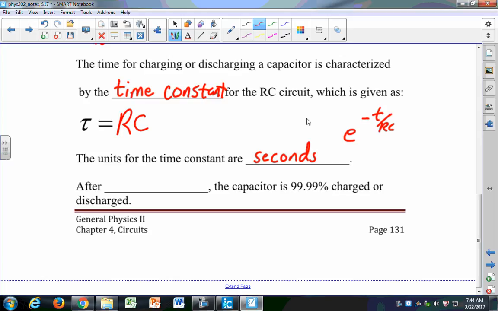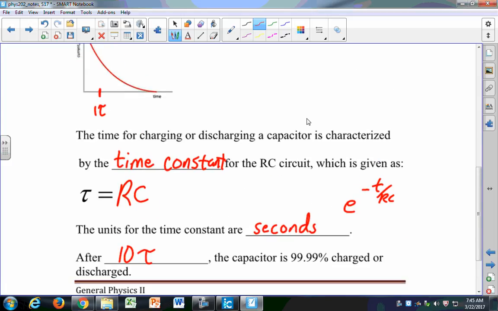In fact, the time to discharge or charge a capacitor is actually about 10 time constants. And at that time, we say that it's about 99% charged or discharged. So out here, this is about 10 tau. This is a characteristic time. It helps us to describe how long it takes to charge or discharge the capacitor, or whatever system you're dealing with that acts in this exponential way. And in order to fully charge or discharge, we have to get through about 10 tau.